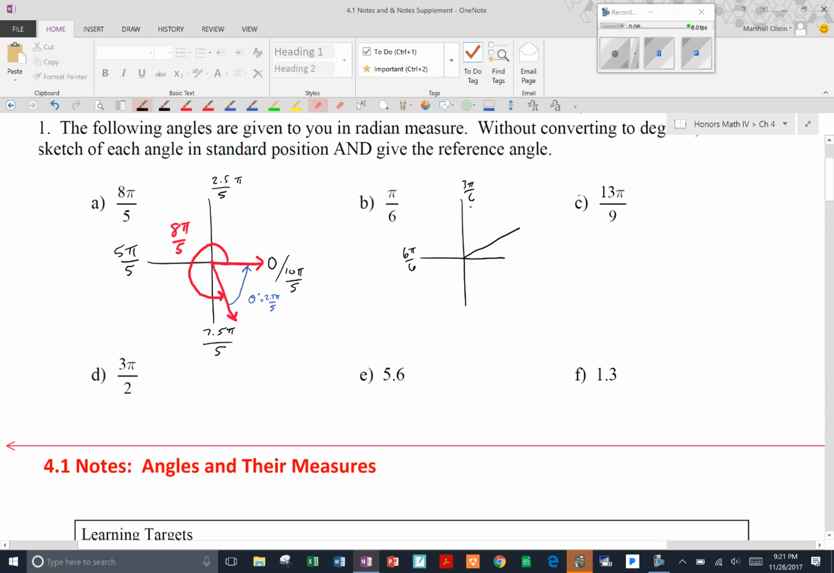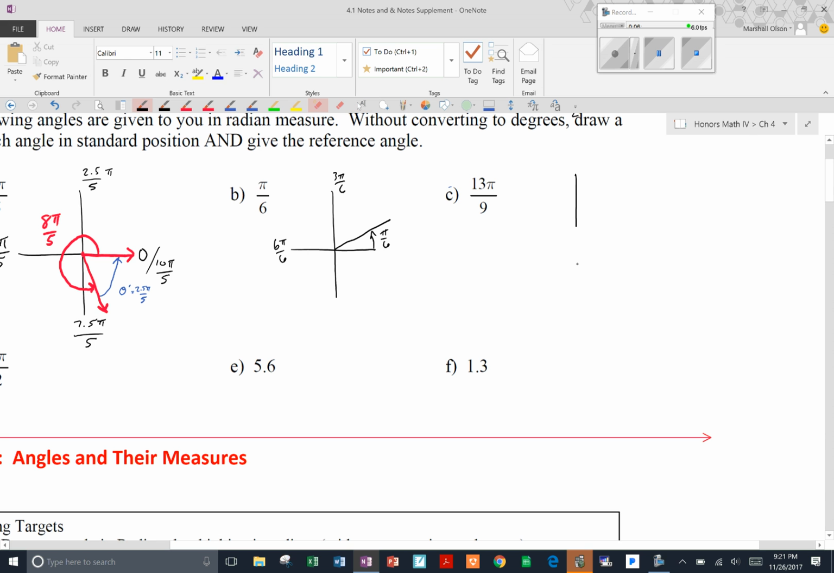Well, 1/3 of 90 is 30 degrees, so hopefully remember that pi over 6 is the same thing as 30 degrees. And I know it says without converting to degrees, but this is one that's pretty important that you remember. Pi over 6 and 30 degrees are equivalent. It's like saying 12 inches equals 1 foot. All right, so here is pi over 6.